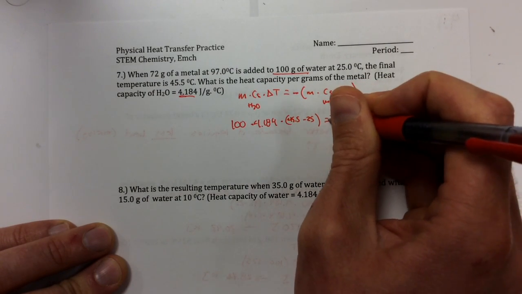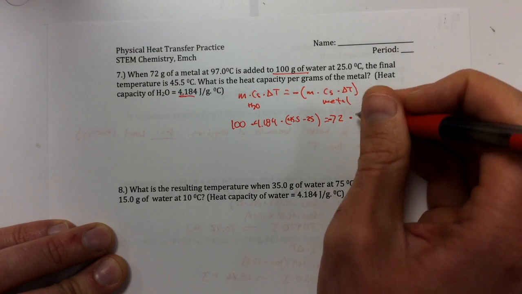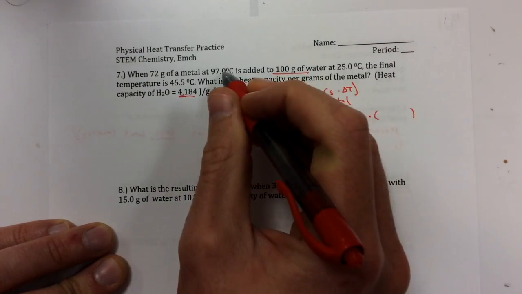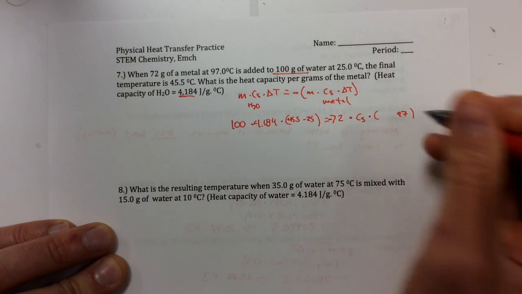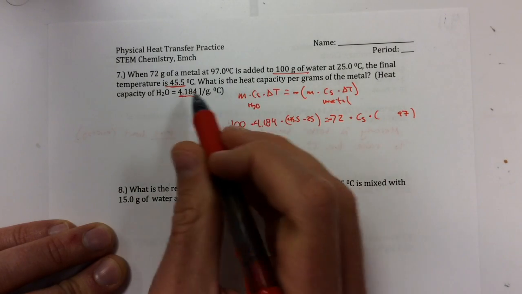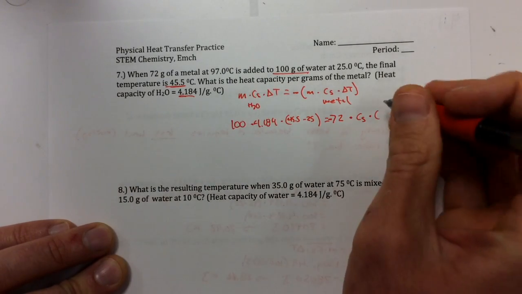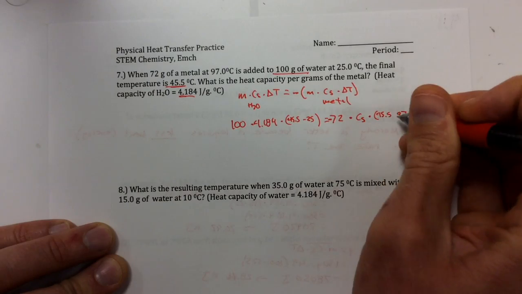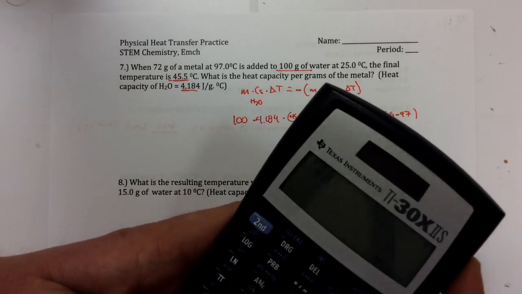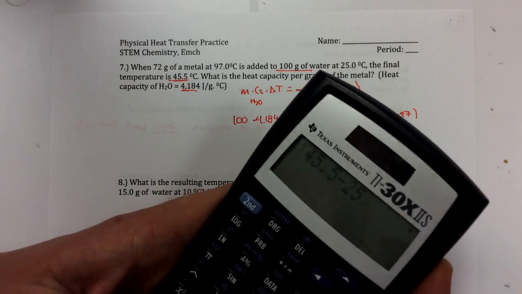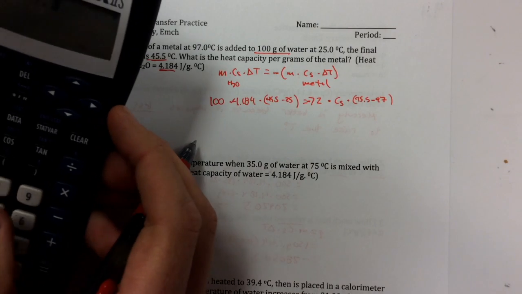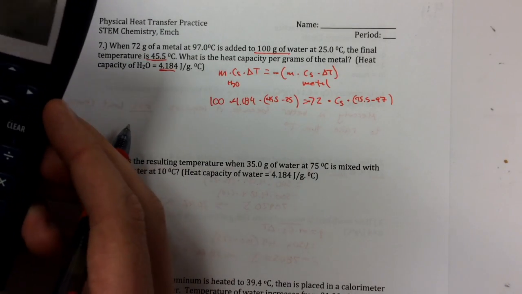Also have a negative sign. My CS is what I'm solving for. My delta T is, it started at 97, so that's my initial, but check this out. My final is also going to be the final temperature of the water. The final temperature of the water and the final temperature of the metal are equal, so it's 45.5 minus that. So I can do some math over here. 45.5 minus 25 is equal to 20.5 times 4.184 times 100.